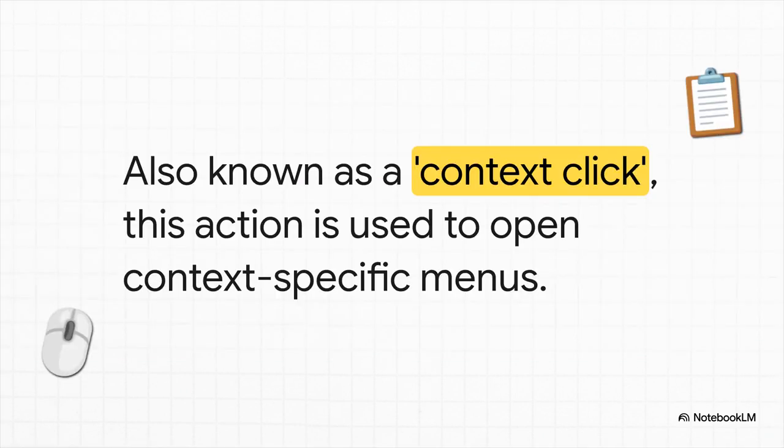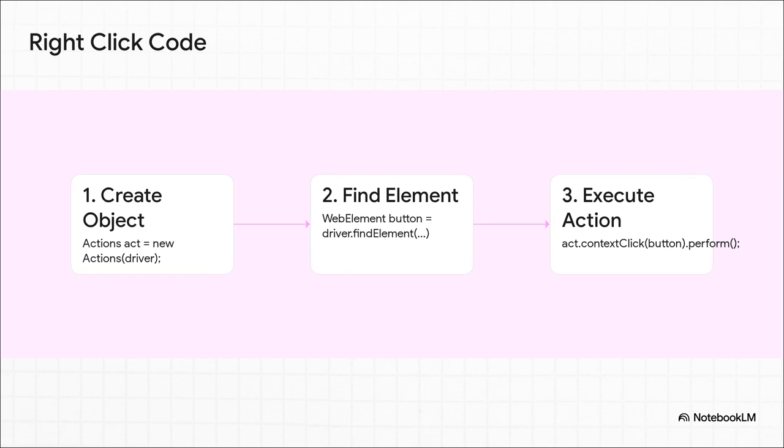Next up in our toolbox is the right-click. Now, in the world of automation, you'll often hear this called a context click because it usually opens a menu specific to the context of what you clicked on. And what's so great about this is that we see the exact same pattern here. You create the object, find the element, and just swap in the context click method. Then you call .perform, and you're done. This consistency is what makes the Actions class so easy to learn and so powerful.